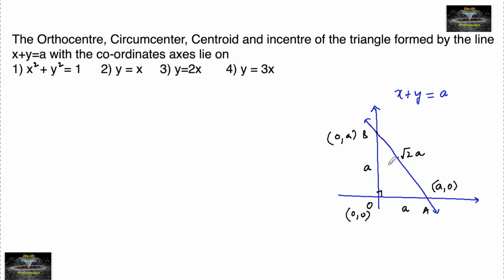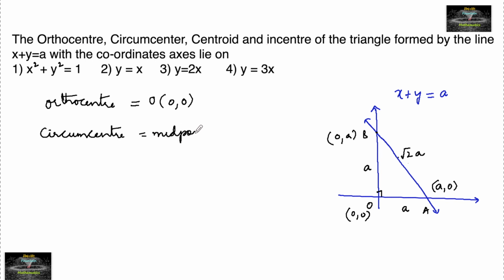The orthocenter: since it is a right angle triangle, the orthocenter is equal to the vertex where it forms the right angle, that is (0, 0). Orthocenter is O. And the circumcenter is the midpoint of AB. In a right angle triangle, the circumcenter will be the midpoint of the hypotenuse. So the midpoint of AB is (a/2, a/2).